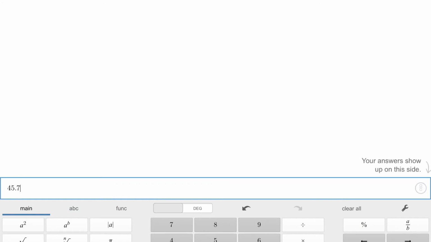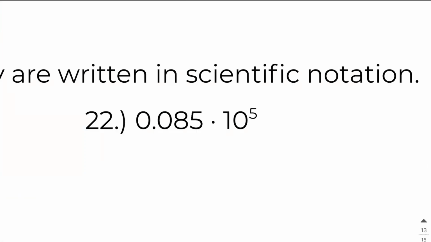So I'm going to type in 45.7 times 10 to the power of 8, and I get this number right here. It's 4.57 times 10 to the power of 9, because this number is too big for my calculator to write it all out. So it's telling me the answer in scientific notation. These two numbers are equivalent to each other.